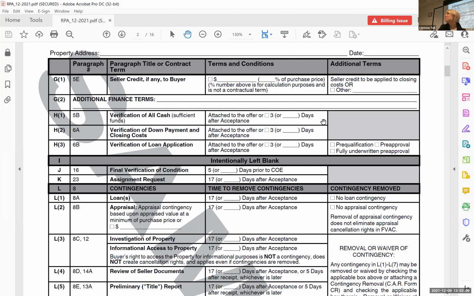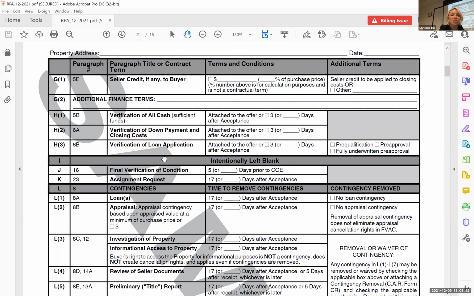A letter from their lender. Gabby. No, not pre-approval. From their actual banking institution saying they have the ability to purchase this home. A wealth manager could do that as well. All right, let's see here. So that goes for verification of all cash and verification of down payment. Same thing. Whatever money you need to show, it needs to be delivered with the offer.